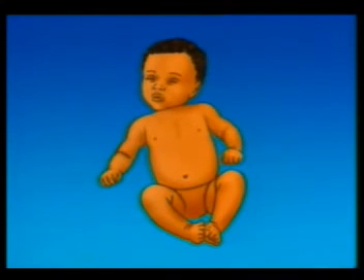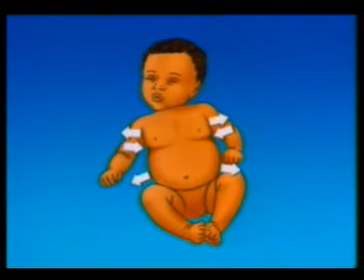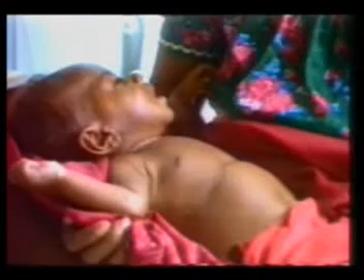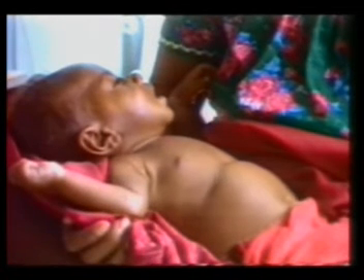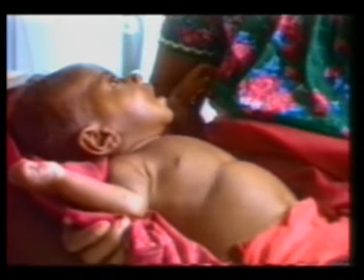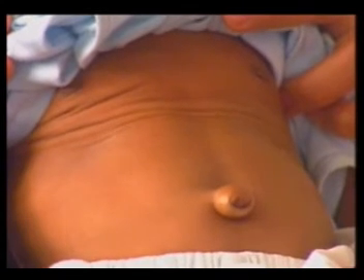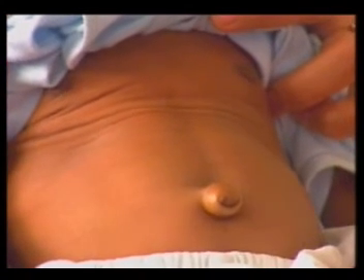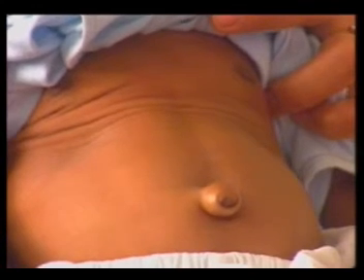Look again. Breathing in, breathing out. Breathing in, breathing out. Breathing in. When the child breathes in, the upper chest and abdomen move out, while the lower chest moves in. The lower chest wall goes in when the child breathes in. Chest indrawing is only significant if it is present all the time and definitely visible.